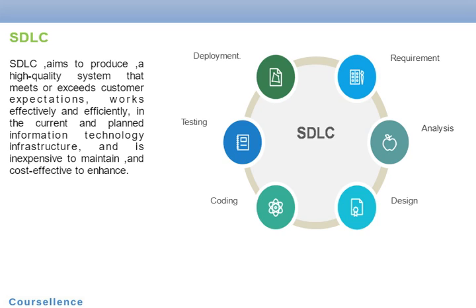Software development life cycle, SDLC, aims to produce a high-quality system that meets or exceeds customer expectations, works effectively and efficiently in the current and planned information technology infrastructure, and is inexpensive to maintain and cost-effective to enhance. A process followed in software projects is SDLC. Each phase of SDLC produces deliverables required by the next phase in the life cycle.